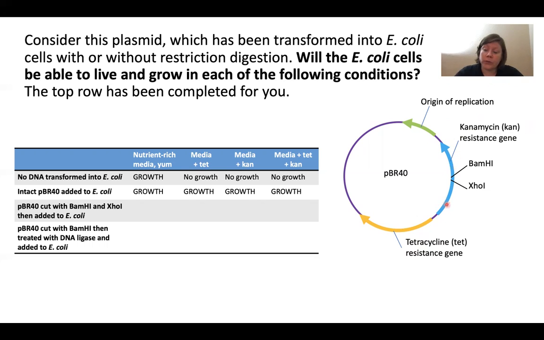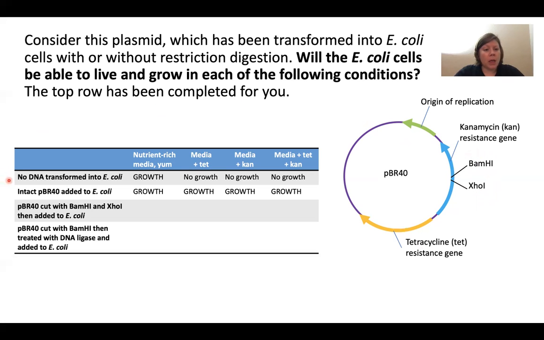Now, in addition to those two genes, note in the kanamycin resistance gene, we have two additional features. We have a BamHI cut site and an XhoI cut site. And these are restriction enzyme cut sites. Terrific. So now that we know what's in the plasmid, let's consider what happens to our E. coli cells when we are transforming or introducing this plasmid into the cells.